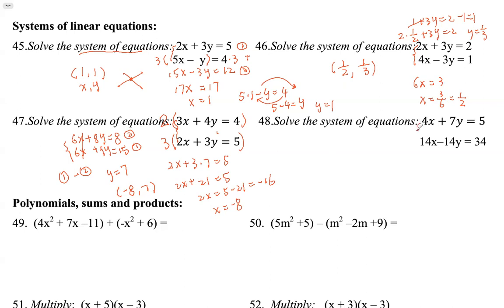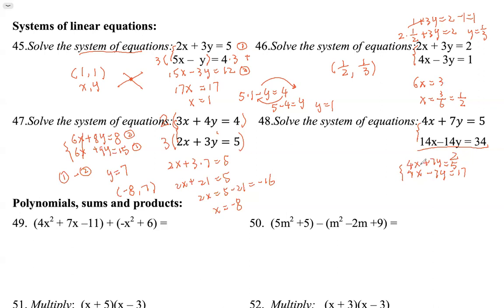Let's see this one. This one, we see the second equation can be simplified because they all have a common factor of 2. So let's divide by 2 on both sides. 14x divided by 2 gets 7x. Negative 14y divided by 2 gets negative 7y. 34 divided by 2 gets 17. Right? Then we have 4x plus 7y. The first equation, I'm going to just write down the first equation. Now I can add those two.